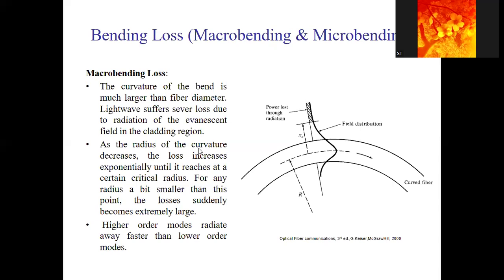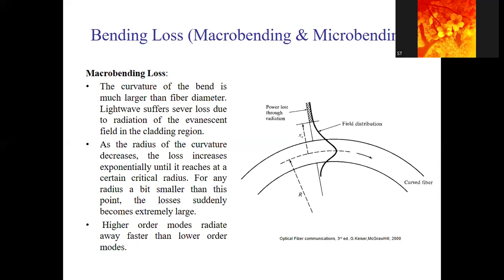In this lecture, we will discuss the bending loss. Bending loss is caused by two types of bending. One is macro bending, and another one is micro bending. So, what do we mean by macro bending?